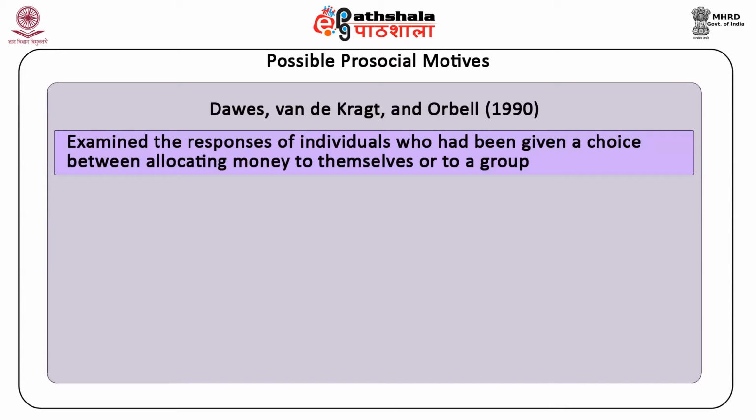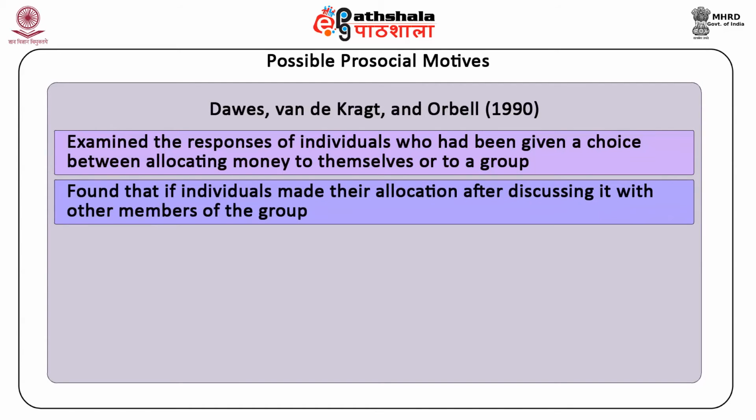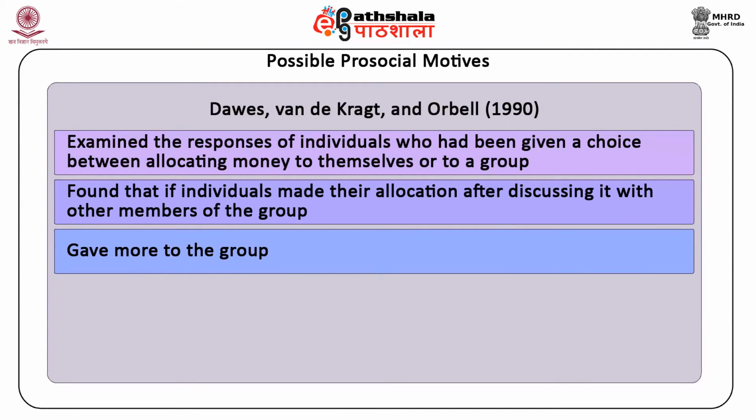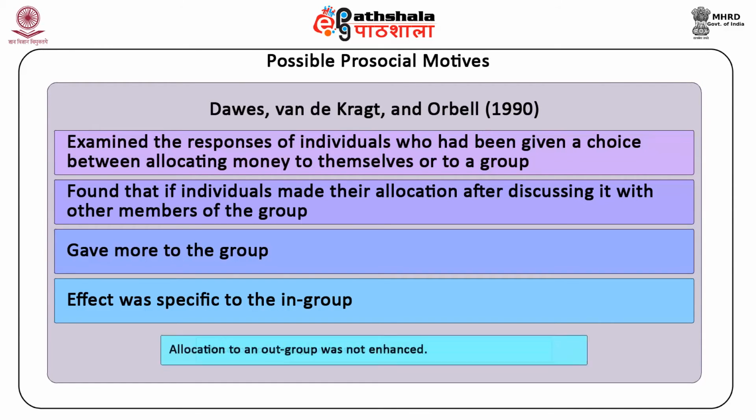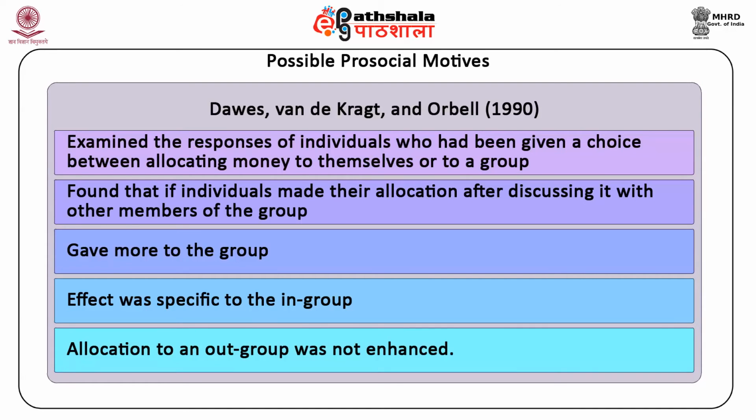When allocation to oneself maximized individual but not group profit, whereas allocation to the group maximized collective but not the individual profit. Dawes et al. found that if individuals faced with this dilemma made their allocation after discussing it with other members of the group, they gave more to the group than if they had no prior discussion. Moreover, this effect was specific to the in-group with whom the discussion occurred. Allocation to an out-group was not enhanced.